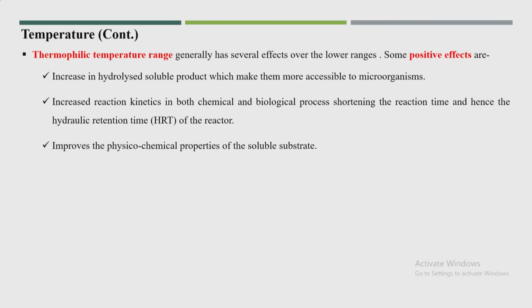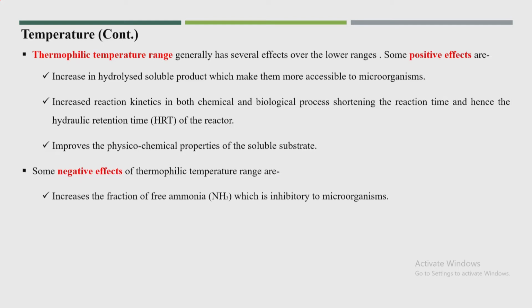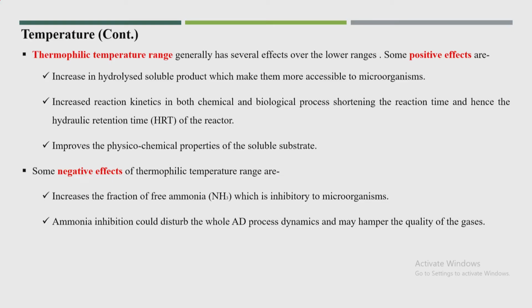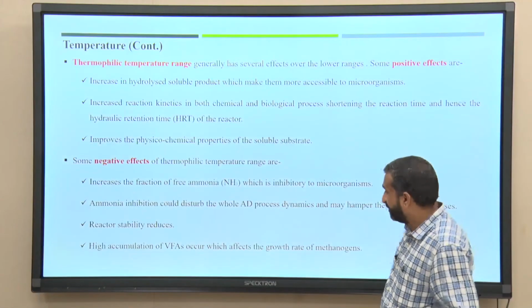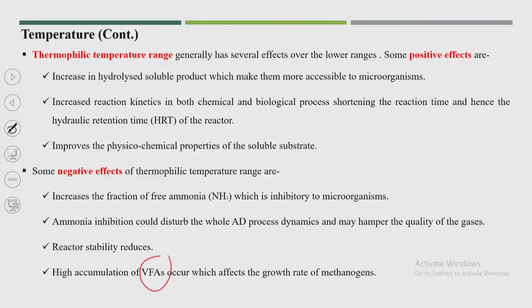Thermophilic temperature improves the physicochemical properties of the soluble substrate, but it also has some negative effects. It increases the fraction of free ammonia, which is inhibitory and not good for the microorganisms. Ammonia inhibition could disturb the whole anaerobic digestion process dynamics and may hamper the quality of the gases. Reactor stability reduces, and high accumulation of VFA occurs, which affects the growth rate of methanogens. So there is a possibility that at thermophilic temperature the production of volatile fatty acids will be more.